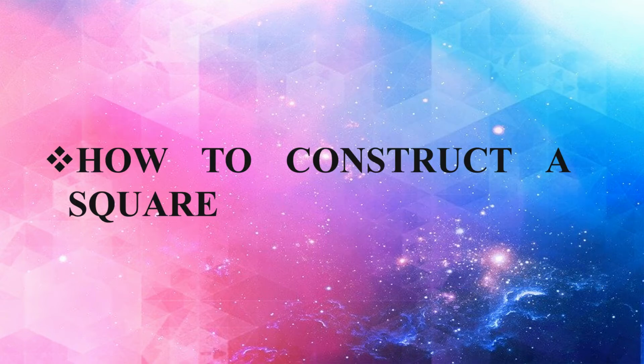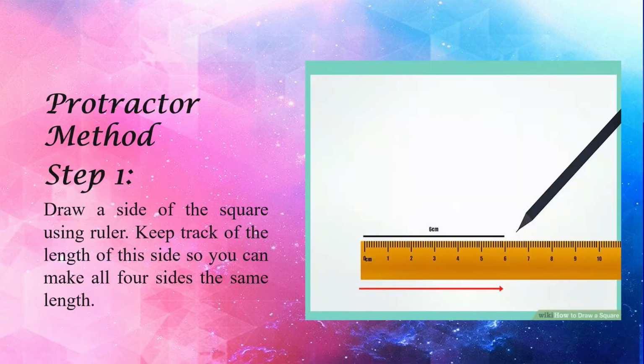How to construct a square. A square is a quadrilateral with 4 right angles and 4 congruent sides. Learning to draw a perfect square using either a protractor or compass is a useful skill. Using the protractor method. Step 1. Draw the side of this square using a ruler. Keep track of the length of this side so you can make all 4 sides the same length.